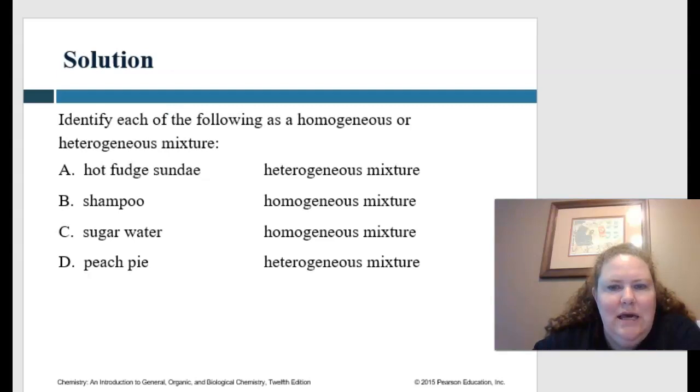All right, let's guess. The hot fudge sundae is going to be heterogeneous, because we can see the distinct demarcation between the two. Shampoo is homogeneous. Sugar water is, again, homogeneous because it's mixed. And then peach pie is heterogeneous because we can see a distinct demarcation between the two.